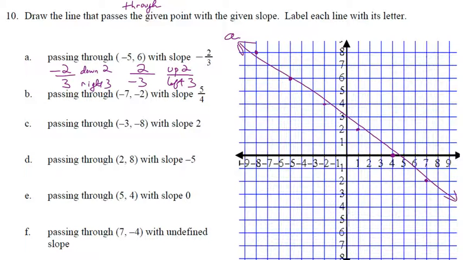Okay, let's do one more together, and then you can do it. So passing through negative 7, negative 2, with a slope of 5 over 4. I'm going to switch pens here. That says go up 5, 1, 2, 3, 4, 5, and right 4, 1, 2, 3, 4. I can't go down 5 and left 4. I can go down 5, but it won't fit on the grid.